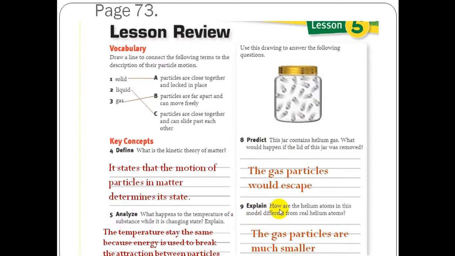Question 9. Explain how the helium atoms in the model are different from the real atoms of helium? How is this different from real atoms? The gas particles are much smaller. In reality, we cannot see the helium gas particles.